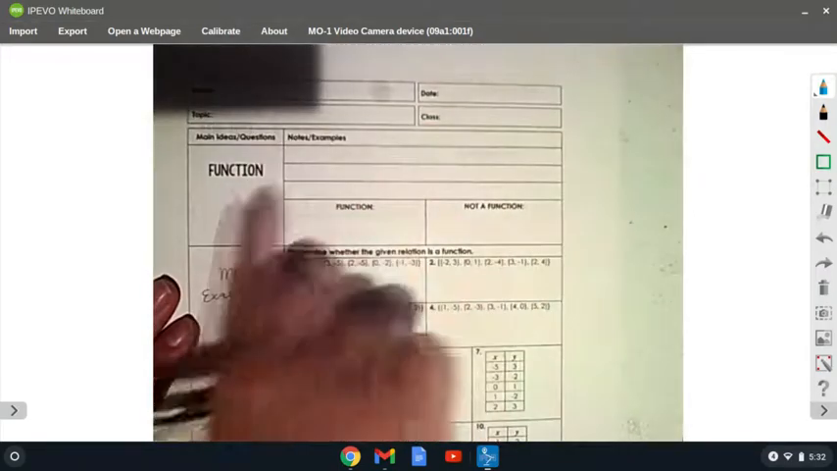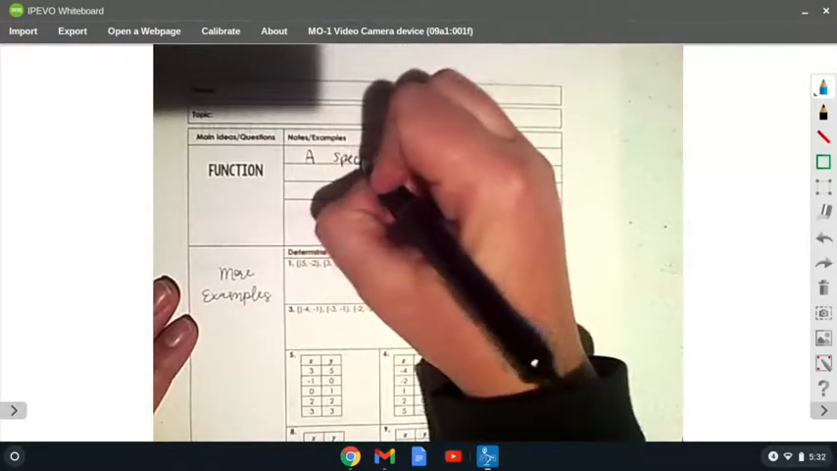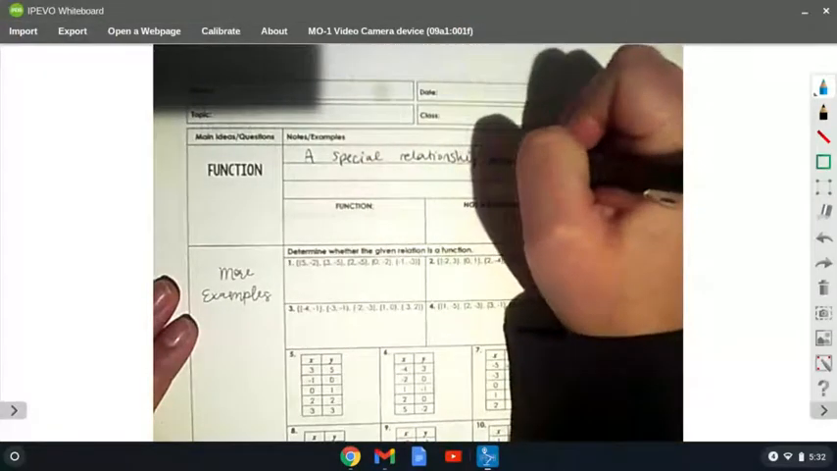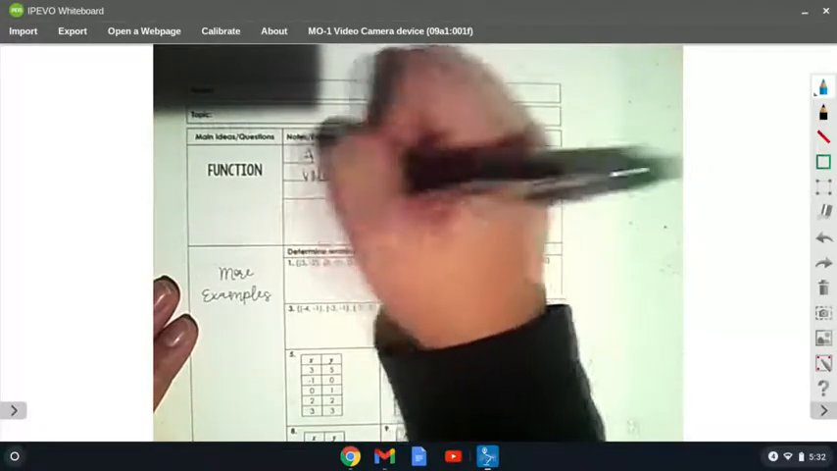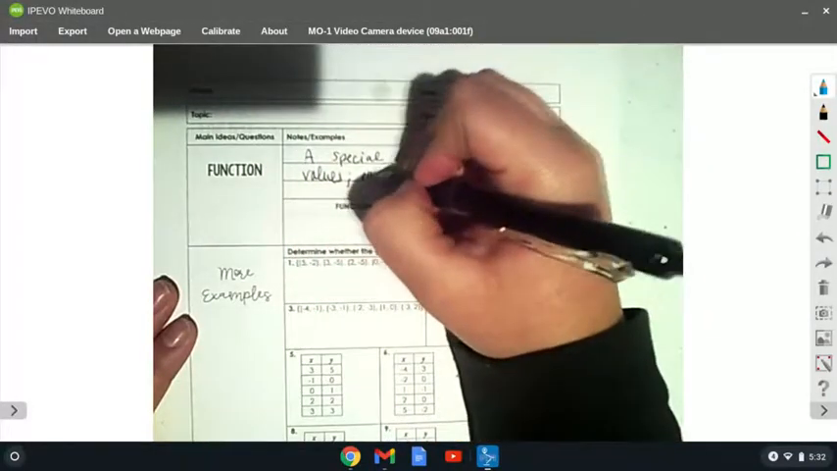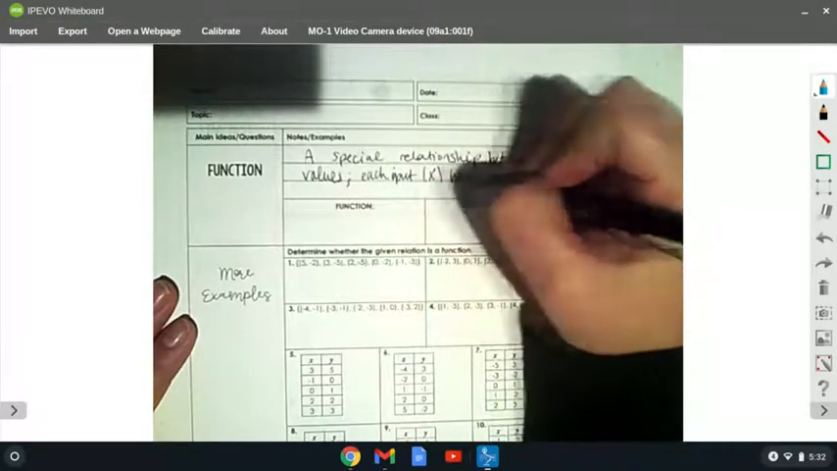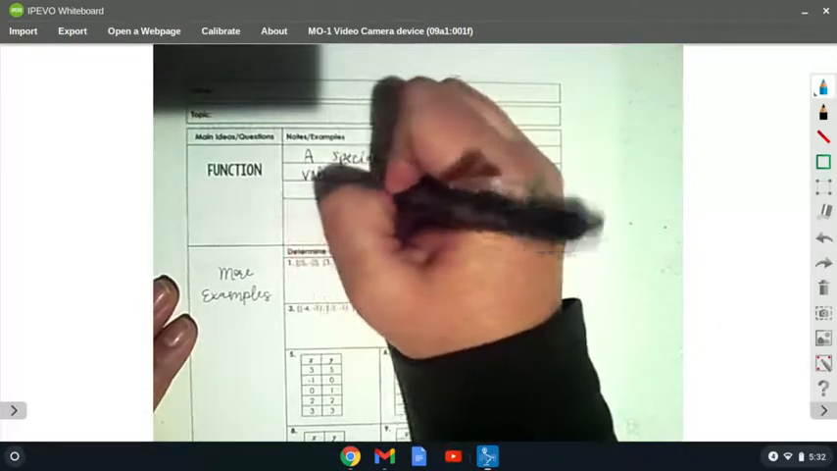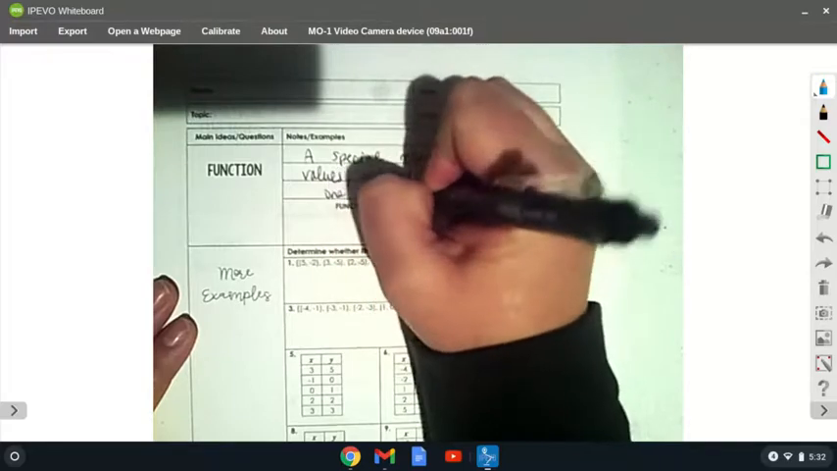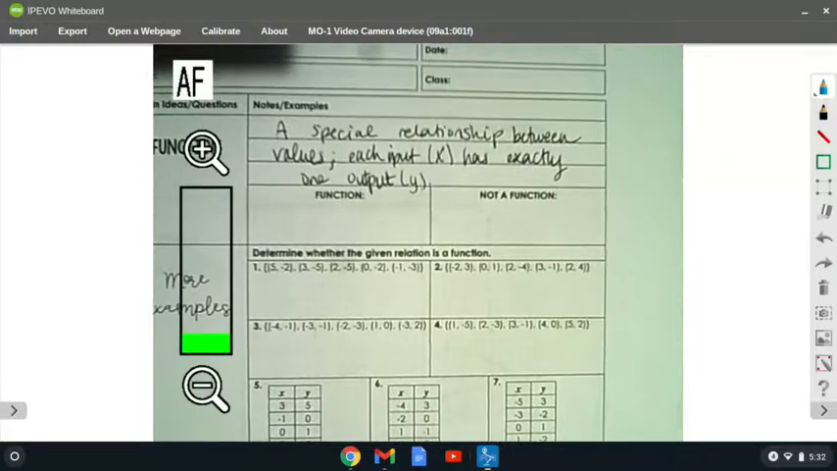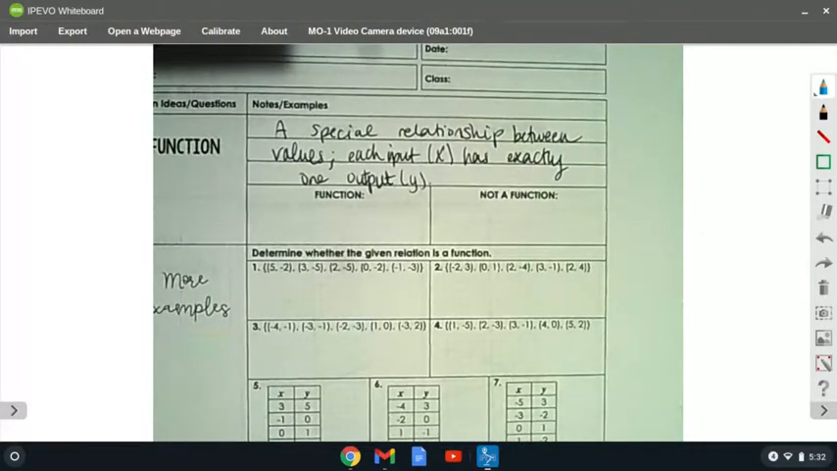So just to recap what a function is, it is a special relationship between values. Each input x has exactly one output y. If we have any repeating x values with different outputs, then that means we don't have a function.